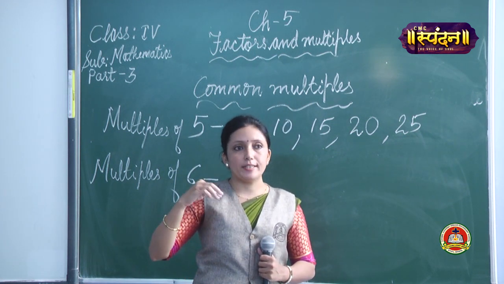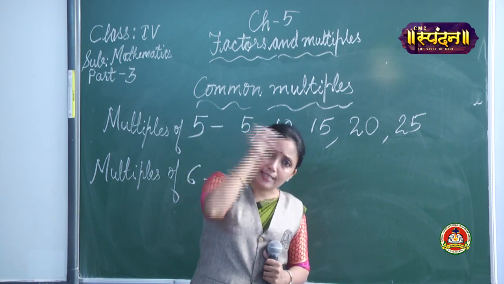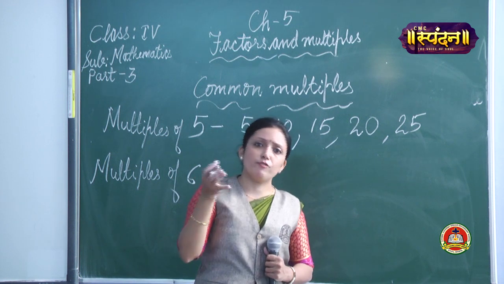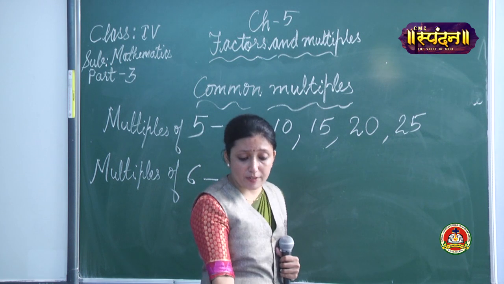Suppose children, my question is, write the first 5 multiples and find the common. I am not writing 6 or 7, I am just giving you, write down the first 5 multiples and in that you find the common one, the first common or first two commons that can be, that comes as a question, same is given in your book also.